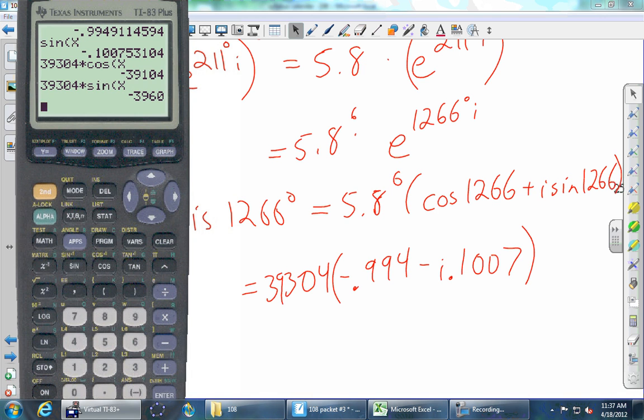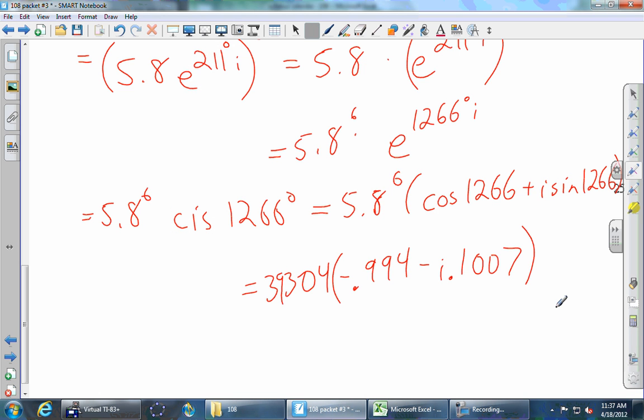Okay, somebody help me remember those numbers. So we get negative 39,104 minus 3960i. There we go. So there were a lot of calculator details there, but none of it was hard, I don't think.